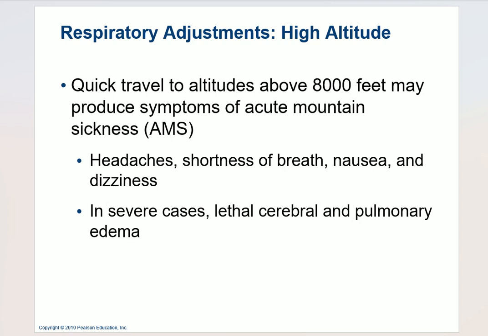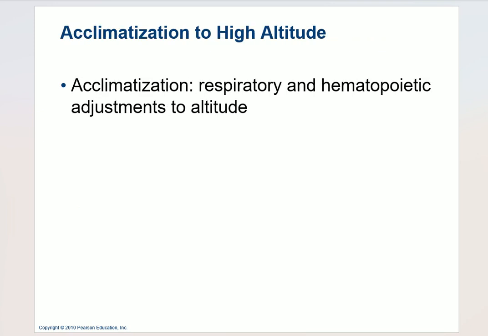Respiratory adjustments for high altitude. You can develop something called acute mountain sickness from traveling to elevations of 8,000 feet or higher. All of these symptoms can happen: headaches, shortness of breath, nausea, dizziness. In really severe cases, something lethal can happen, which is cerebral edema, so swelling in the brain, or pulmonary edema, swelling in the lungs.